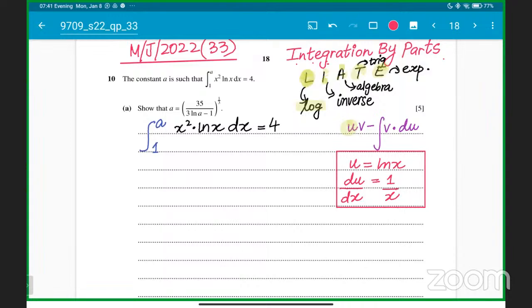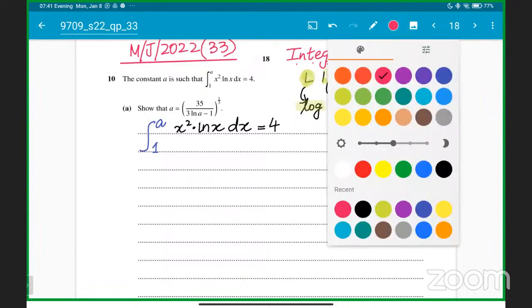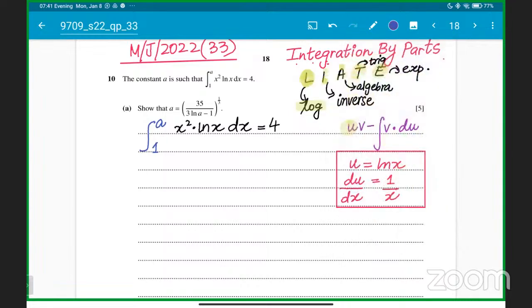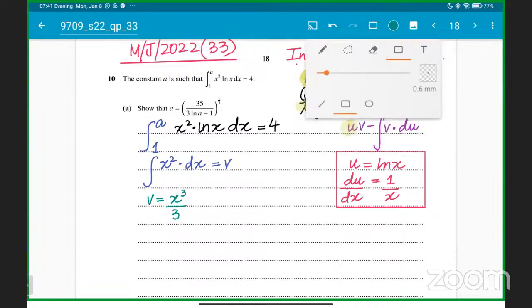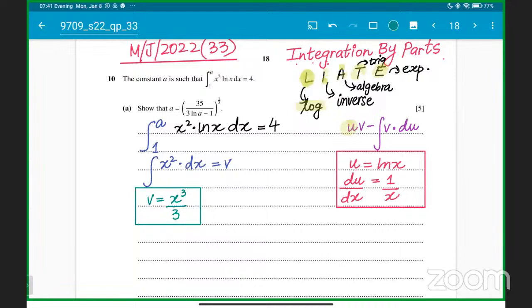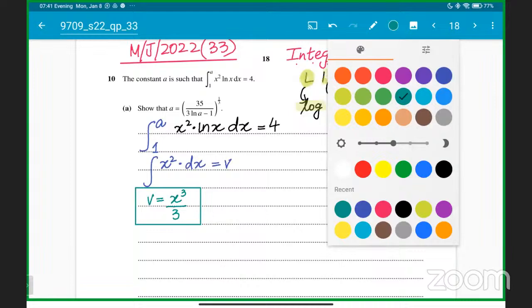With me, following? Yes, sir. Clear? And how do you find the v? Next, you have to find the v. Whatever is remaining is x square. So we will integrate x square to get the value of v. So v is equal to x cube divided by 3. That is the v value. Okay, everyone got this? You are going to integrate x square and you will get the v value. Understood? Clear on this?